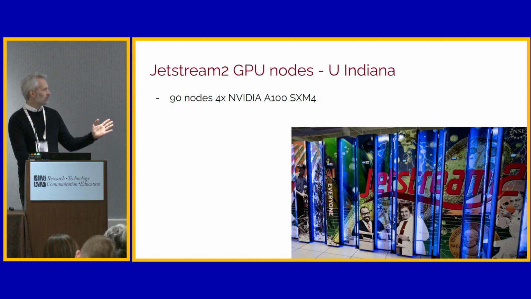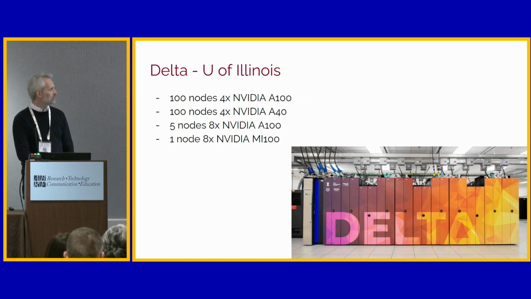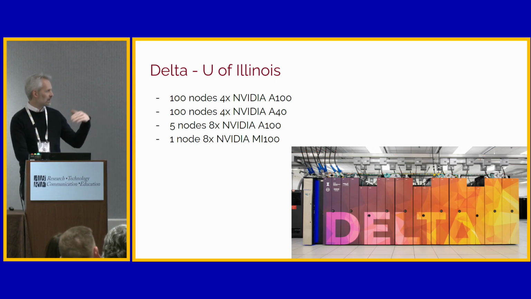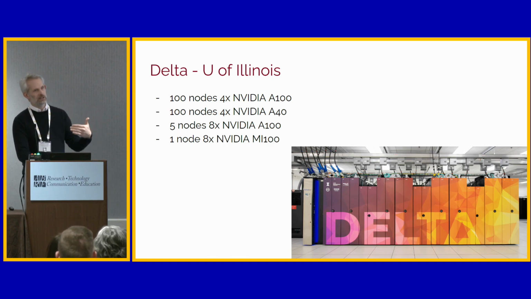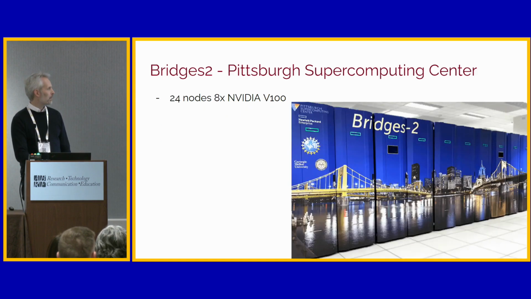This is JetStream 2. You've got 90 nodes with four-way NVIDIA A100s. You've got University of Illinois, which has quite a big supercomputer with GPU nodes. A100, I wouldn't say the latest now. If you buy a new GPU now, that's not what you would get, but it's the current widely available generation. So A100s, which is the top of the line, and A40s, which are more tailored for interactive computing.